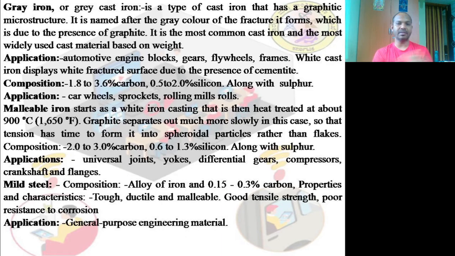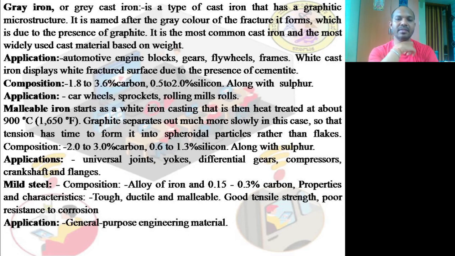Application: it is used in car wheels, that is alloy wheels, because it absorbs a lot of vibrations and it can take more load. And sprockets, rolling mills and rolls. The next ones are the same material, only different in how they have been formed. So I will quickly go through it.